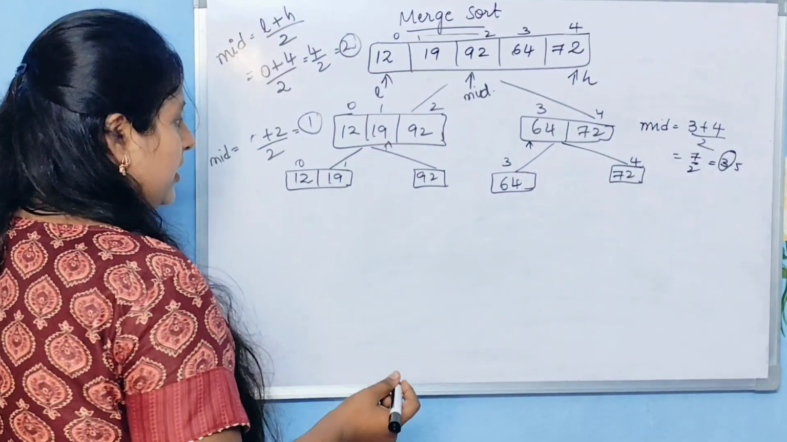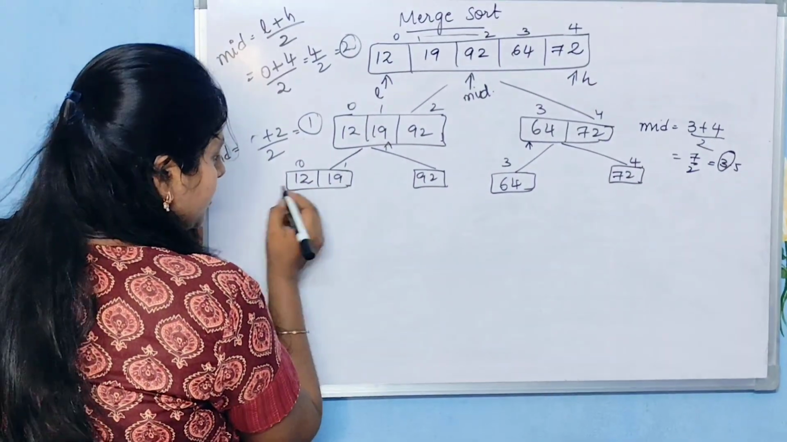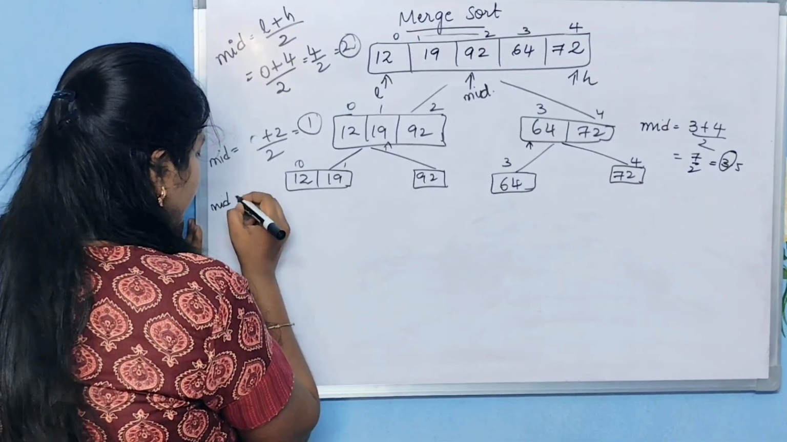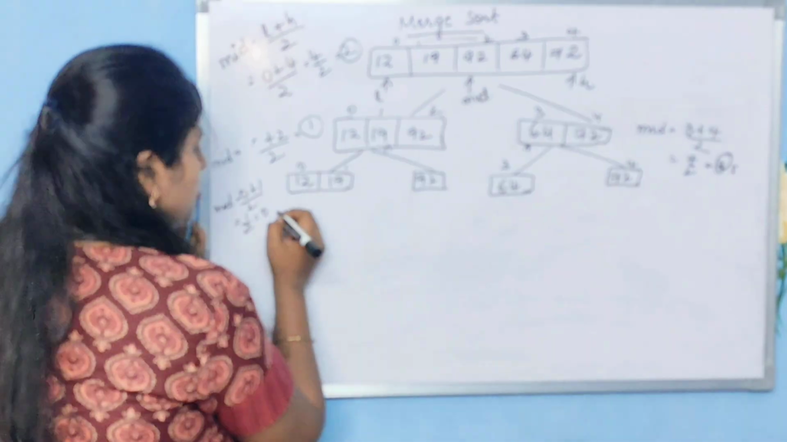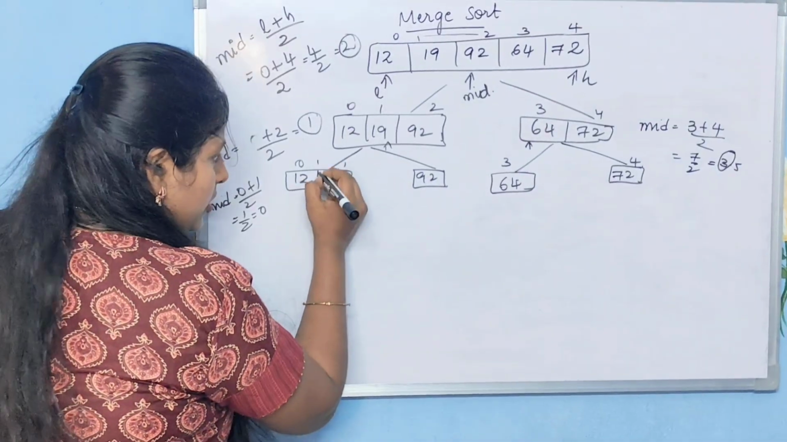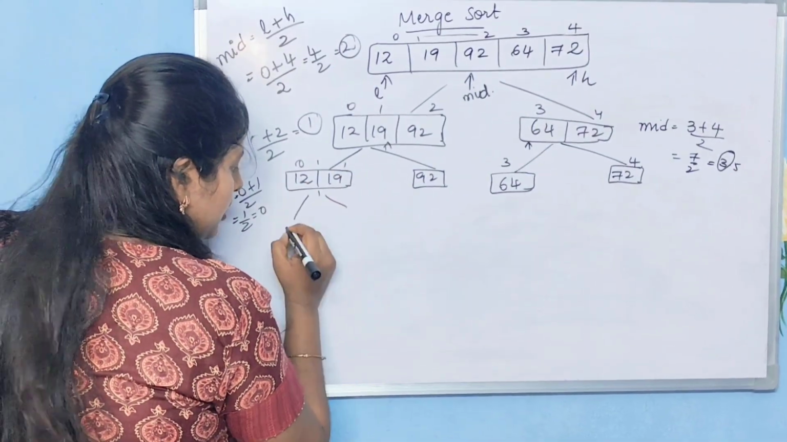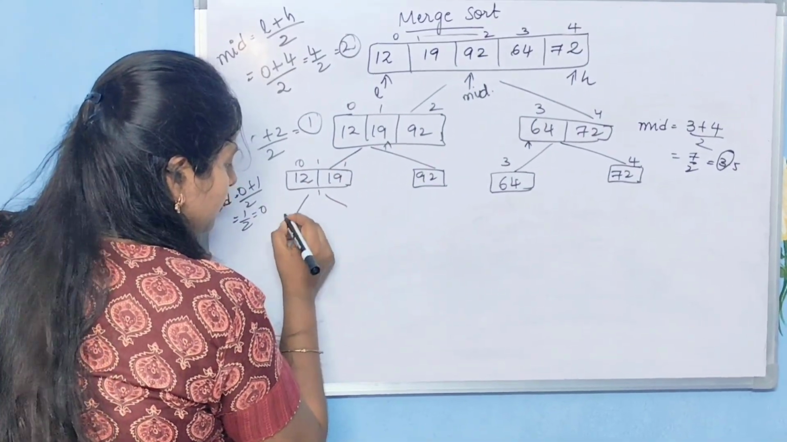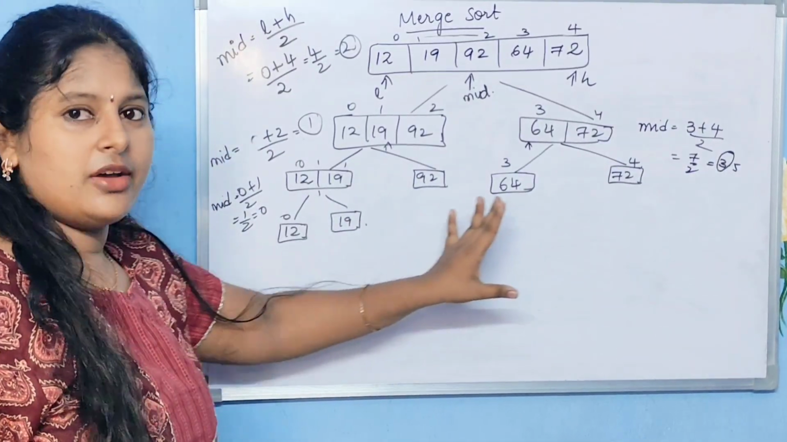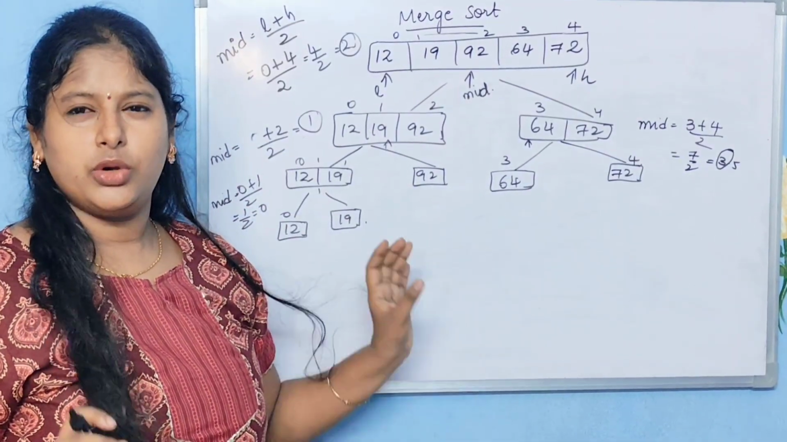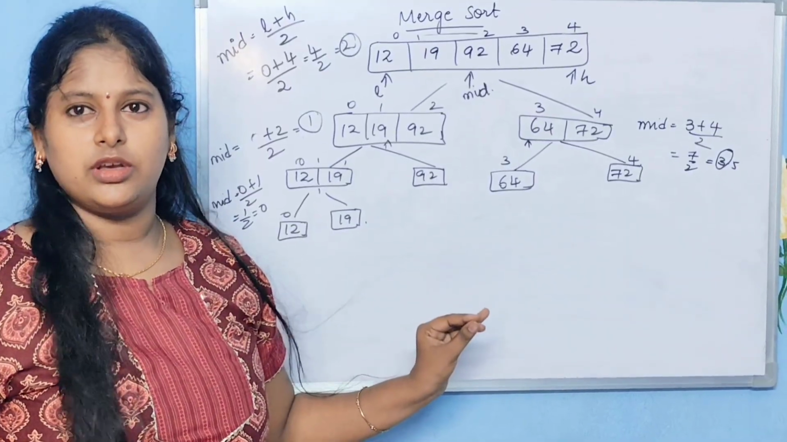So again this one is left. You have to calculate mid for these two elements. 0 plus 1 by 2, that is 1 by 2, that is 0. So 0 is the mid value. So this is divided into two halves. 12 is one individual half and 19 is one individual half. So you have applied the division rule successfully.